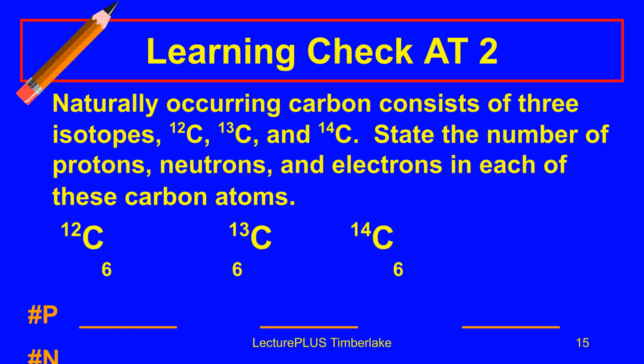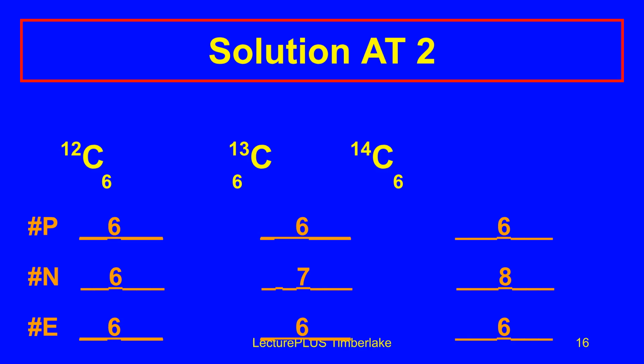Let's check your understanding of isotopes. Naturally occurring carbon has 3 isotopes: carbon-12, carbon-13, and carbon-14. Determine the number of protons, neutrons, and electrons for each of these carbon atoms. Here are the solutions. For carbon-12, there are 6 protons, 6 neutrons, and 6 electrons. For carbon-13, there are 6 protons, 7 neutrons, and 6 electrons. For carbon-14, there are 6 protons, 8 neutrons, and 6 electrons.